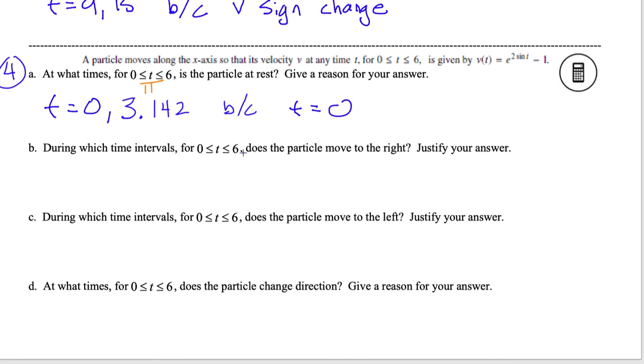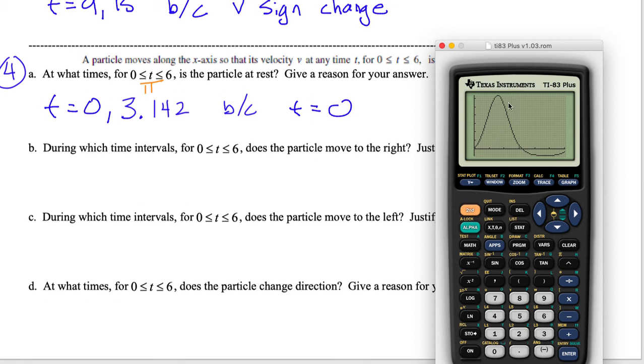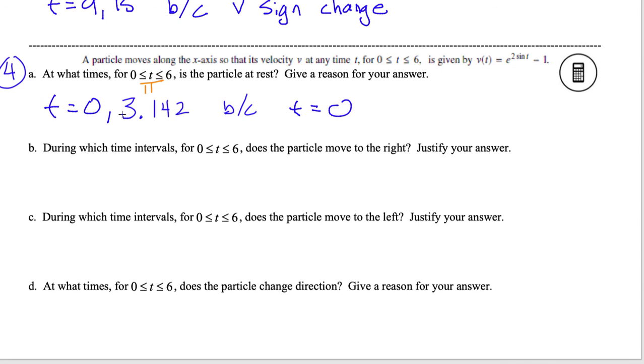During which time intervals is the particle moving to the right? That's anything that has a positive height. So it's between 0 and pi. I'm just going to use pi because I think it's more accurate. So between 0 and pi, and that's when it's moving to the right, and justify because that's where velocity is greater than 0.